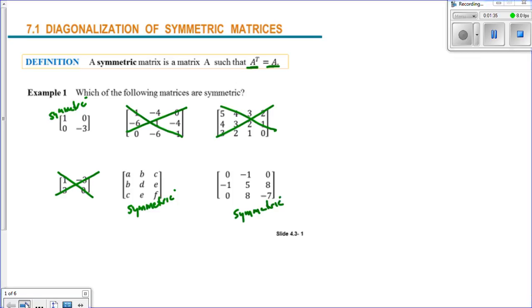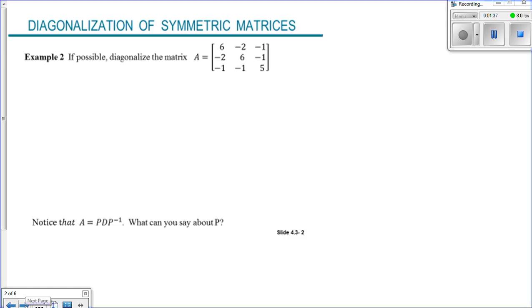Now let's look at diagonalizing the matrix. This will be reviewing some of the things we did in chapter 5. Remember, to diagonalize we want to write A as a product of a matrix P times D times P inverse. We formed P by getting eigenvectors for the eigenvalues of this matrix. D was a diagonal matrix that had the eigenvalues down the diagonal. And P had to be invertible, so we'll have a P inverse.